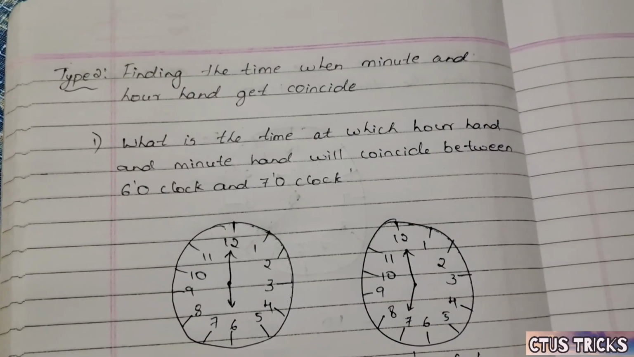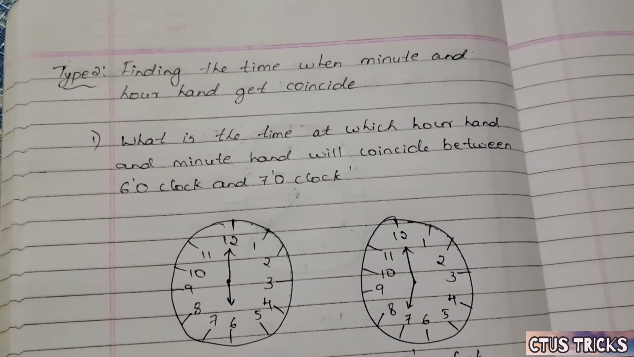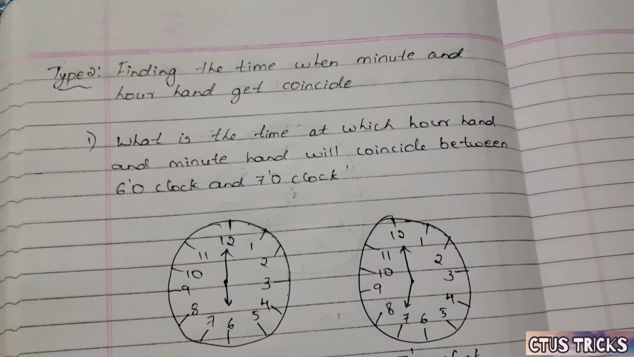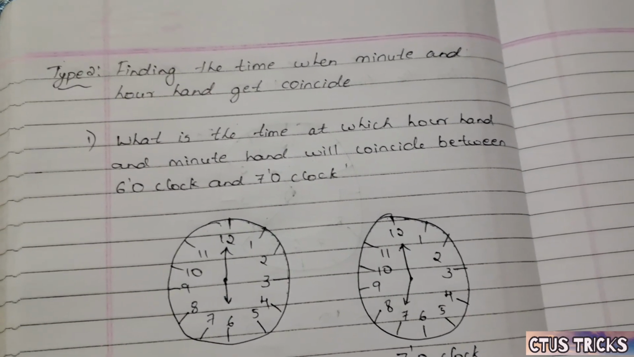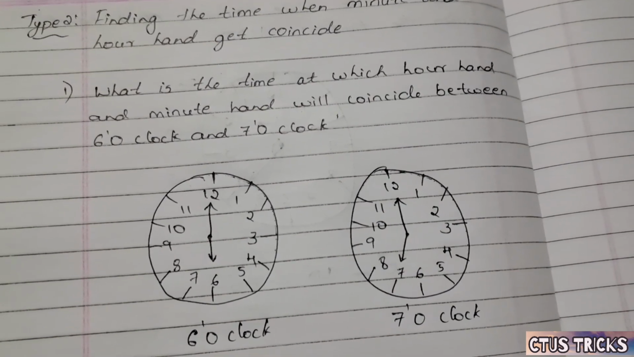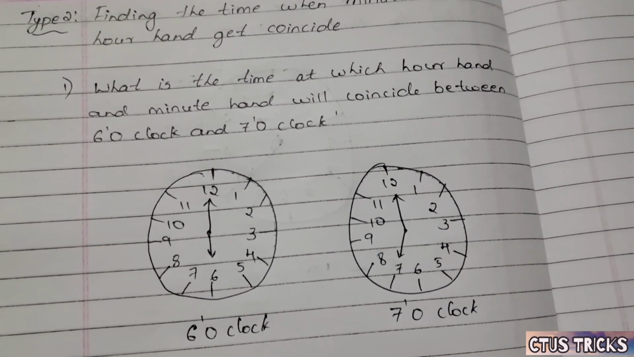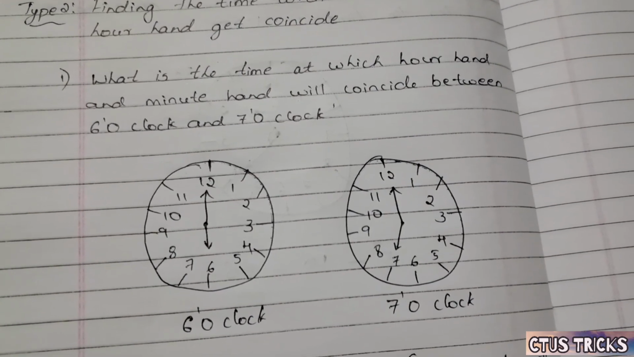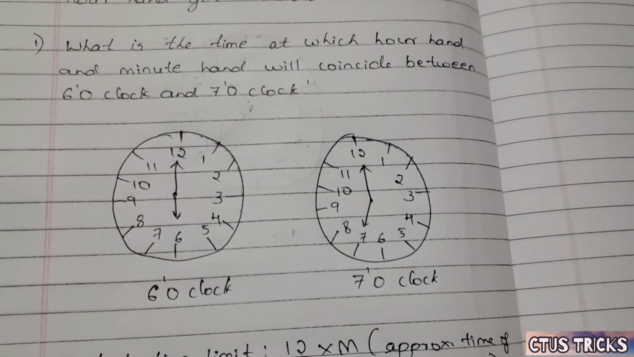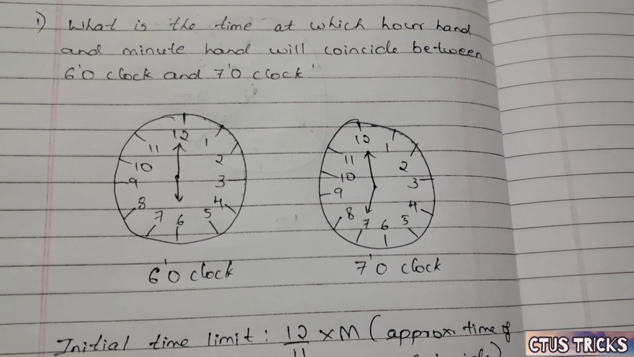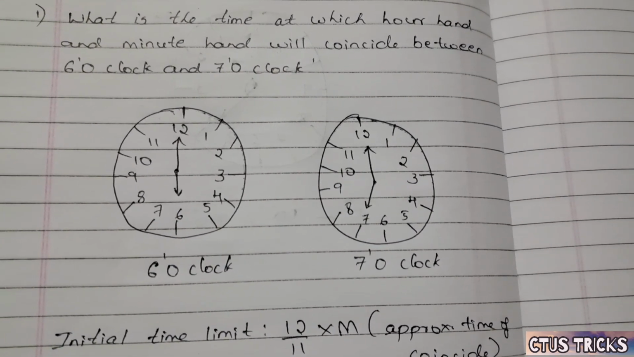So let's discuss the type 2 problem. In this we have to find the time in some interval where the hour hand and the minute hand coincide. Let's take the problem. What is the time at which the hour hand and the minute hand will coincide when the time interval is 6 o'clock and 7 o'clock? We have the time interval, that is 6 to 7. Between 6 to 7, at what time will the hour hand and the minute hand coincide, that we have to find.